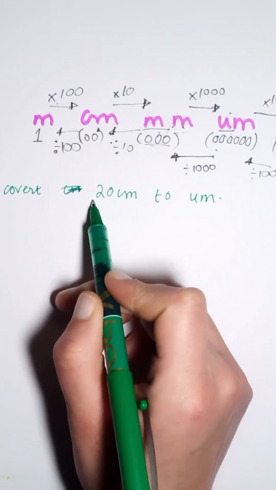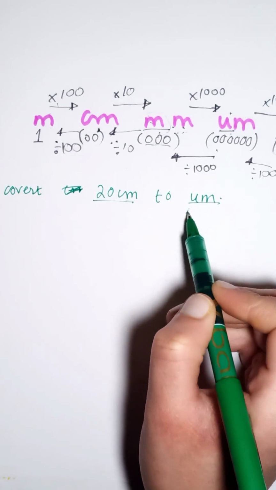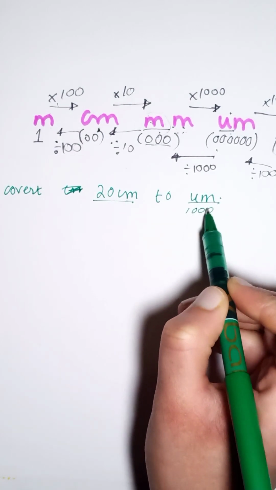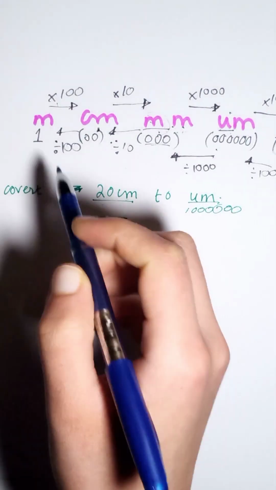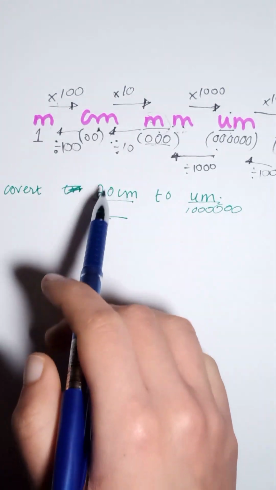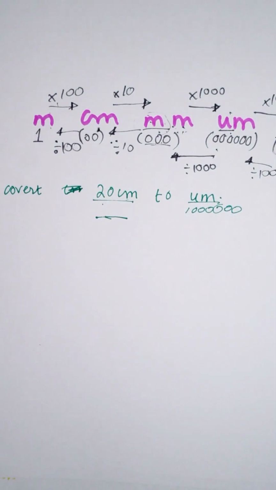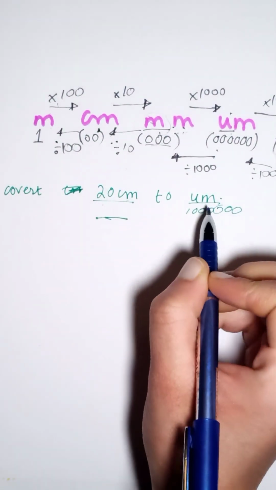This question is: convert 20 centimeters to micrometers. We know that centimeters is bigger than micrometers, and micrometer contains 6 zeros. In the exams, if you have memorized this, you can just write it down on paper to make it easy for you. I have memorized it very well, so I don't need to write it, but of course you students need to write it.